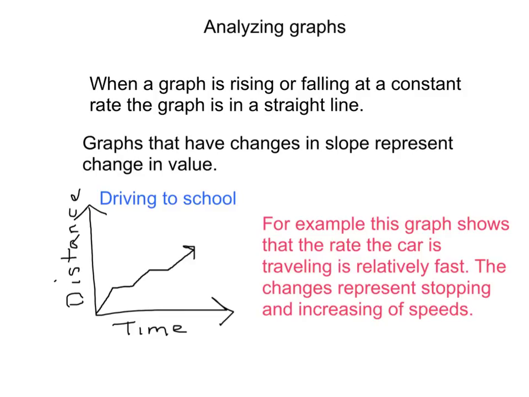But every time you see a change, so right here, or right here, or right here, this is telling us that there's a change in speed. They could be stopping or slowing down, it could be a red light, a stop sign, or they could be stopping to pick someone up. But these are changes because they stop and then they continue going again, so they have to pick up that speed.